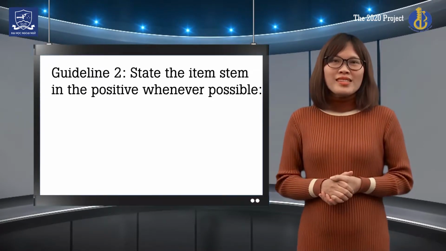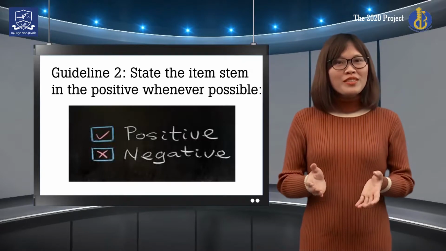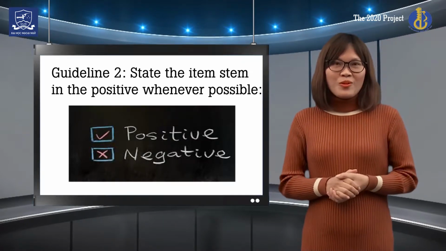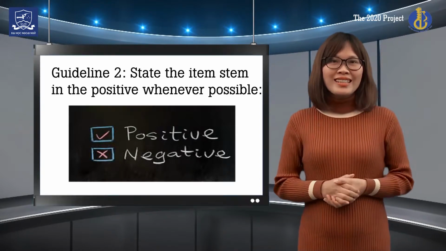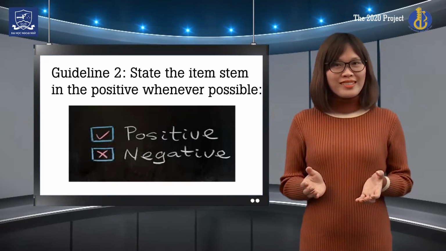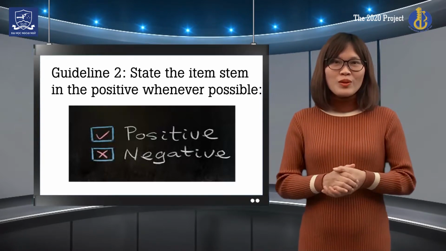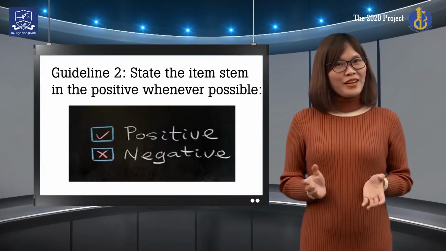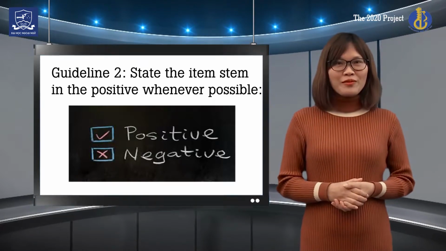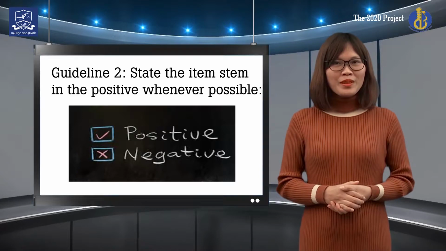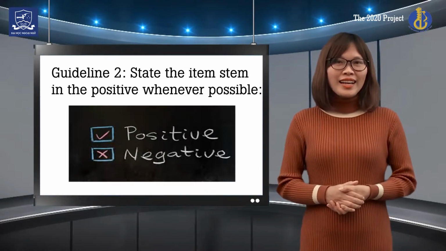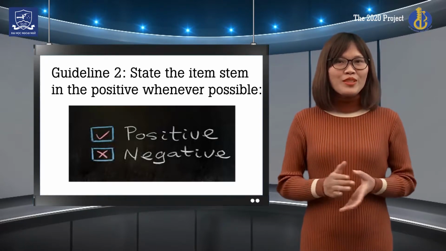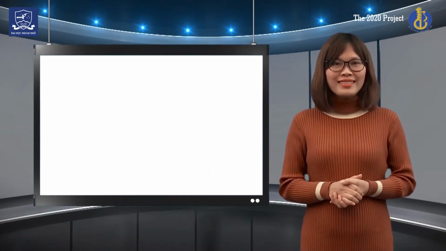Guideline 2. State the item stem in the positive whenever possible. Why so? Well, words such as not and except can confuse students. Also, students may not catch the negative when reading the item. Therefore, when you have a good reason for using the negative item, make sure you really highlight that it is negative with bold, italics, capitals, or something like that.